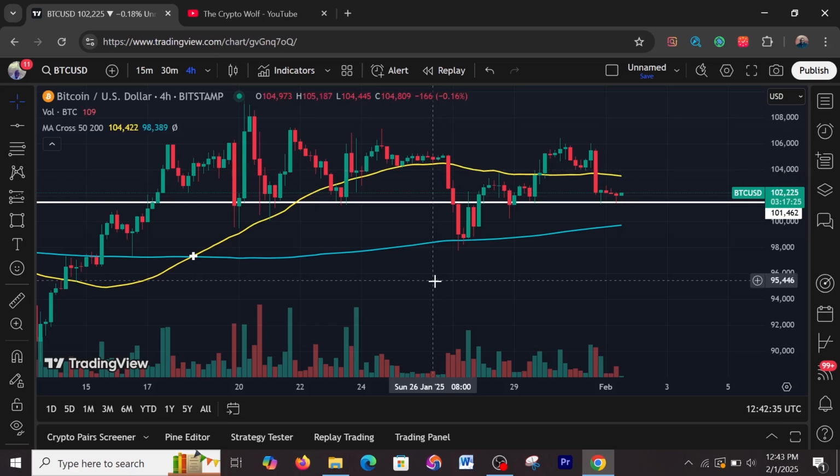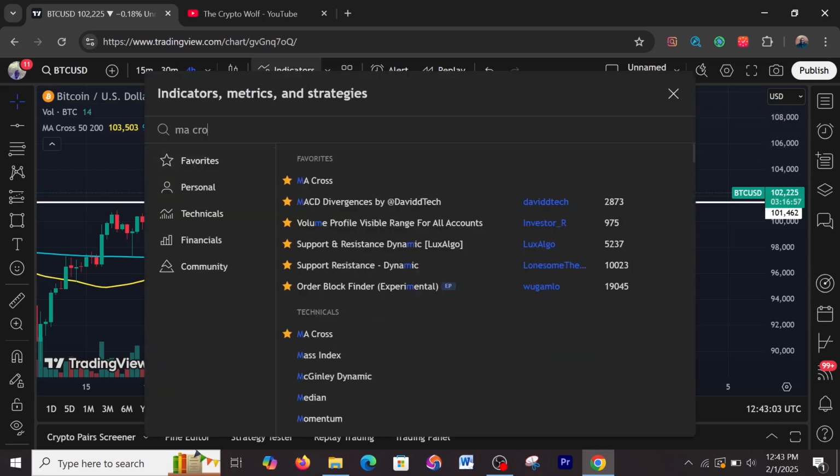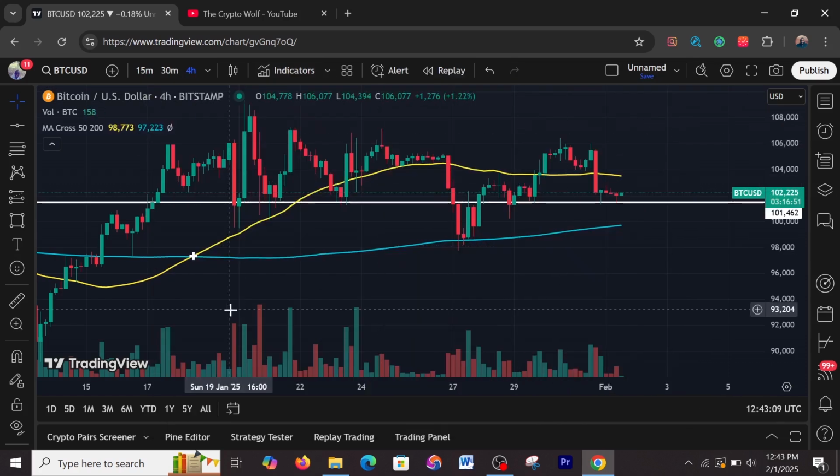If you look at it, this line acted as support. You see, when price pierced it again, it bounced to the upside. Now price has broken the first moving average, and it's likely going to test this point and see if it will hold again. All you have to do is just type the MA cross, and you will see this is a built-in indicator by TradingView. With that, I guess I've shown you all of the indicators that give me an edge in the market.